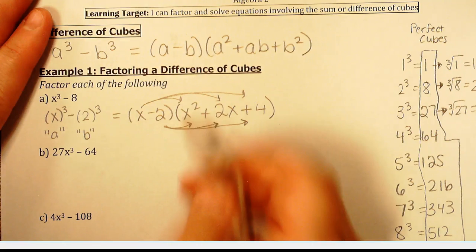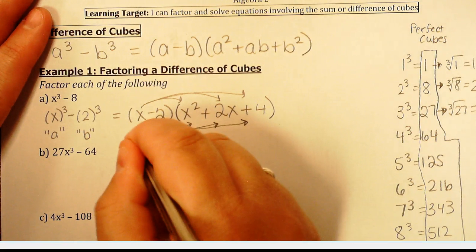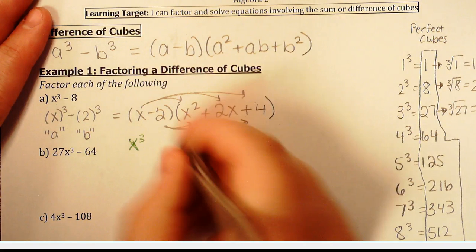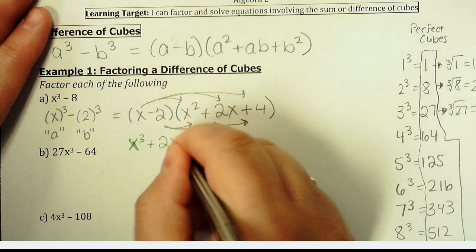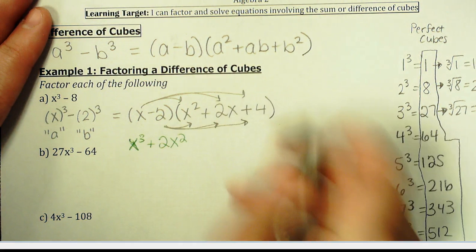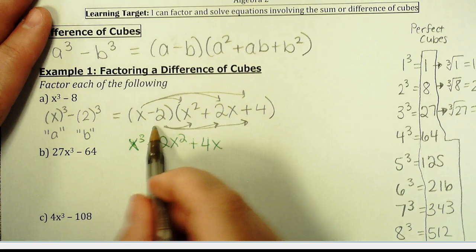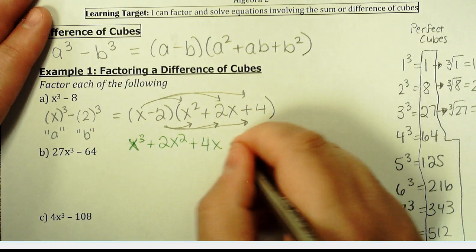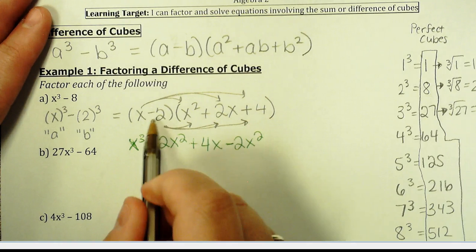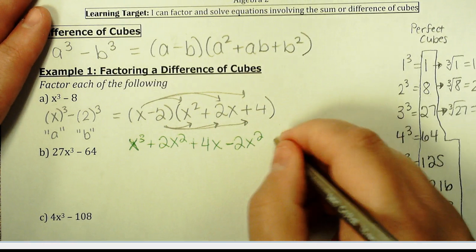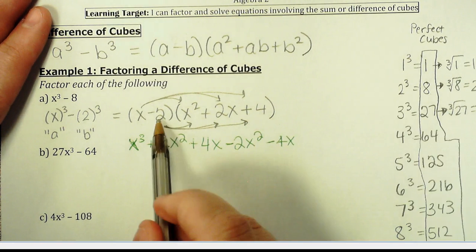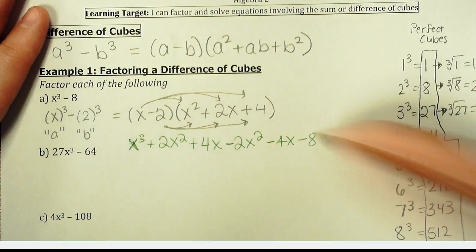So x times x squared would give you x to the third. X times 2x gives you 2x squared. X times 4 gives you 4x. Negative 2 times everything, I get minus 2x squared. Negative 2 times 2, negative 4x, and negative 2 times 4 is negative 8.